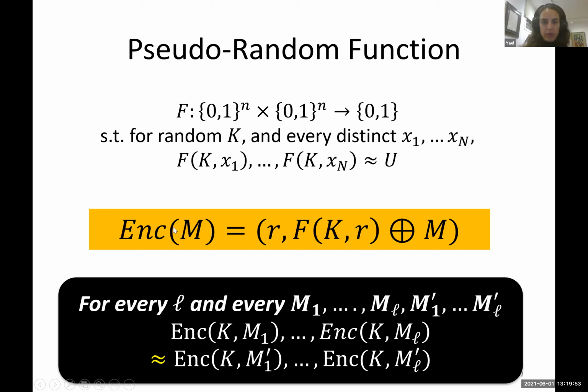How do I encrypt? Oh, sorry, I forgot here a K. There's a key. So here's an encryption scheme. It takes as input a key K, which I forgot to write right here, and a message M. And here's what it does.